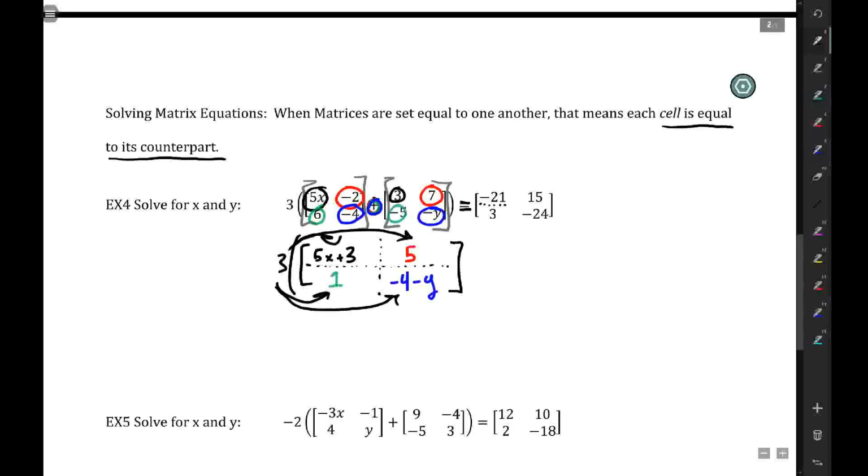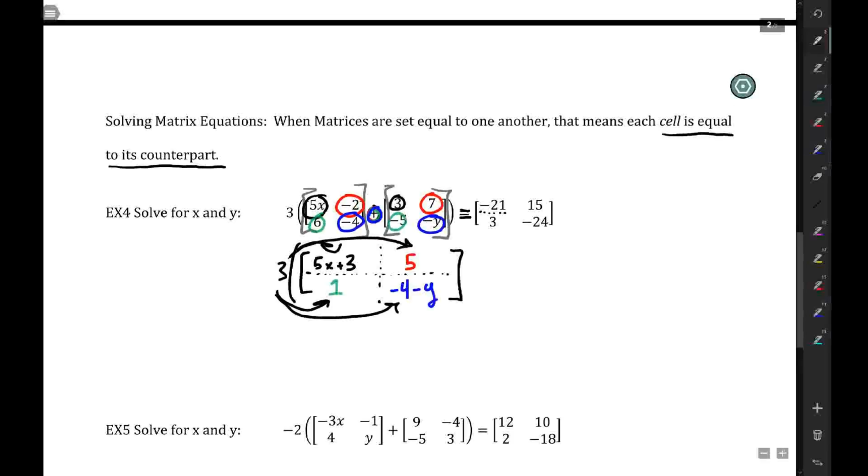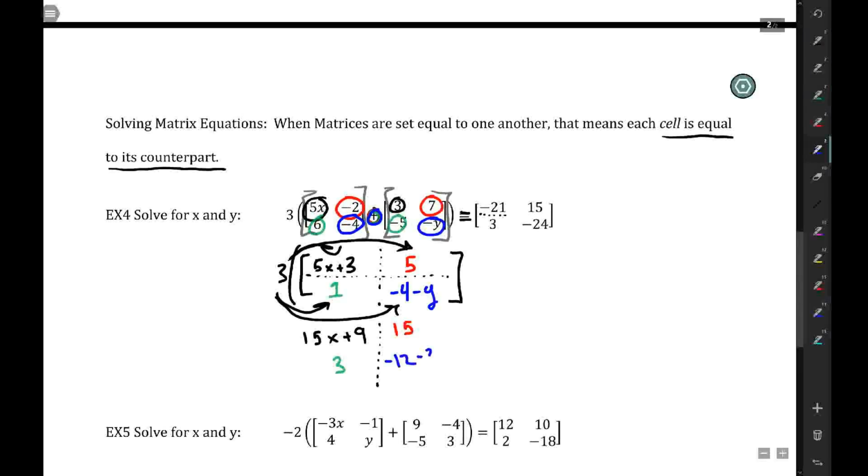Okay, so 3 times the quantity, 5x plus 3, that's really 15x plus 9. 3 times the 5 is 15. 3 times 1 is 3. And 3 times this cell is negative 12 minus 3y. Now notice, all of our distributing properties held true. So I have to distribute to the quantity and to the quantity.